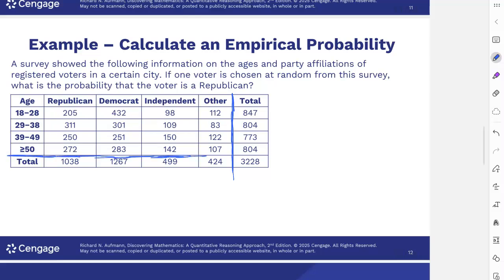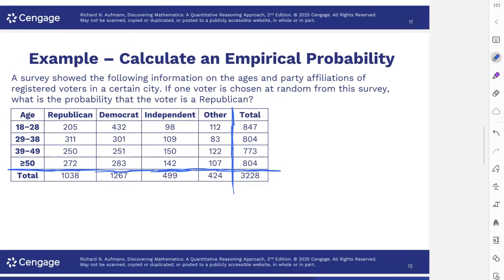So this table is called a contingency table. So they've given us the age brackets, and they've given us how many in this town are registered for those different categories there. And then they've totaled everything up for us, which is really nice. So if I add all those 18 to 28, I would have 847. If I added up all the independents, I would have 499. This represents the total people that are involved in this survey.